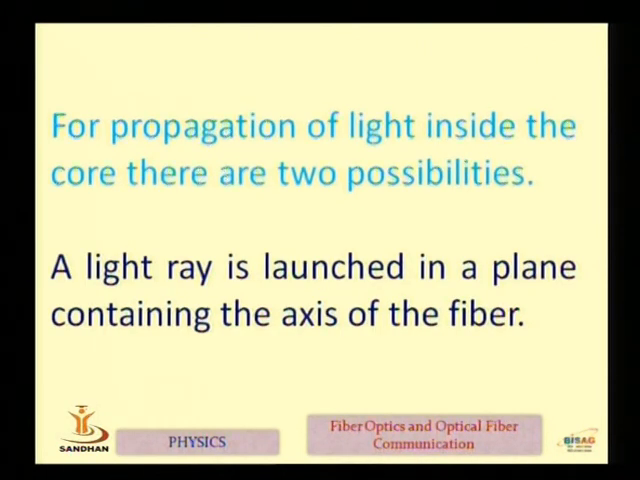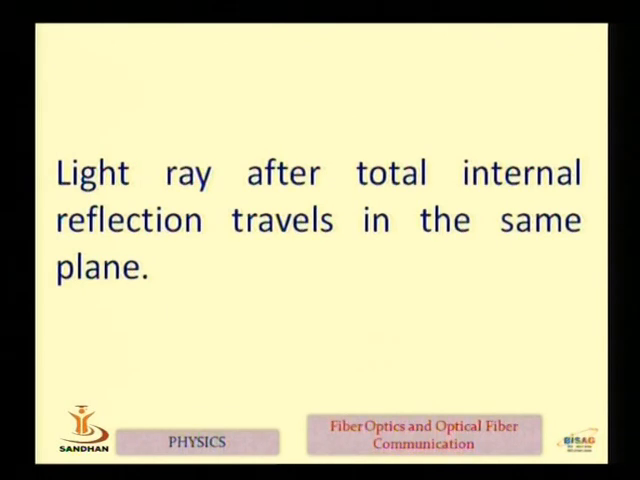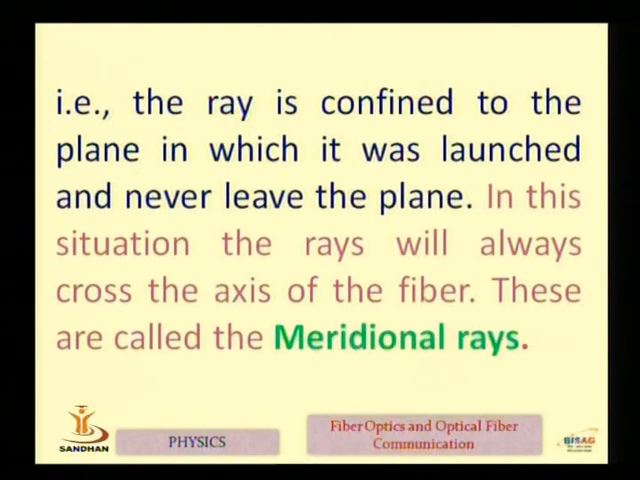For propagation of light inside the core, there are two possibilities. One, a light ray is launched in a plane containing the axis of the fiber. The light ray, after total internal reflection, travels in the same plane. That is, the ray is confined to the plane in which it was launched and never leaves the plane. In this situation, the rays will always cross the axis of the fiber. These are called meridional rays.